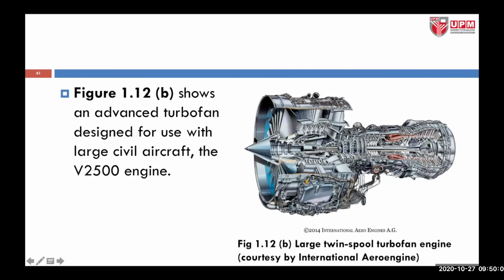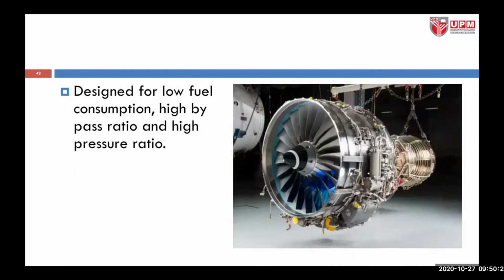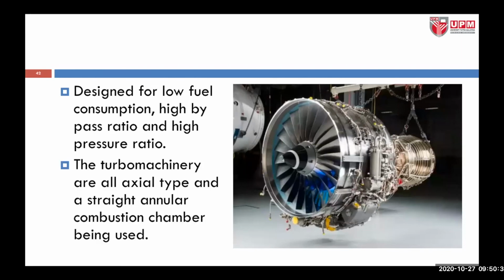This is another figure, of a more modern engine. Figure 1.12b shows a large twin spool turbofan engine by International Aero Engines. It shows an advanced turbofan design for use with large civil aircraft, for example the V2500 engine. It is designed for low fuel consumption, high bypass ratio, and high pressure ratio. The turbomachinery is all axial type and a straight annular combustion chamber is used.